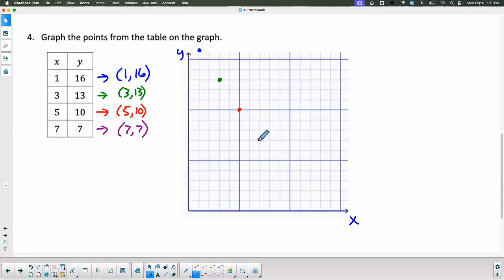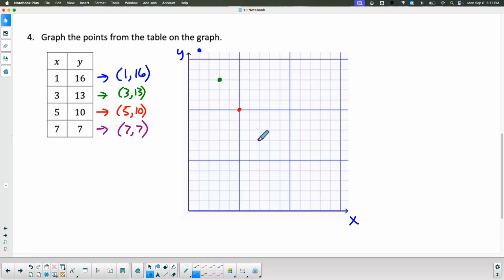Yes? That's it. Did it say connect them? No. Did it say graph the line containing these points? No. It just said graph the points, so I just want to see those 4 dots. If you drew that line in, that's why we do things in pencil, so we can erase when we get them wrong. On a test or a quiz, if you connected those dots, I would mark it wrong, because that's not what it told you to do. Questions on that so far?